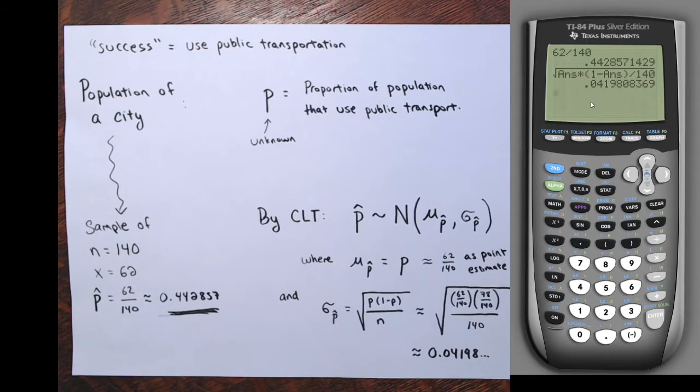Now I'm going to store this number on the calculator, because I know I'm going to be using it again later. I'm storing it as the letter X, so I'm hitting STO, then X, and then Enter. Now every time I use the letter X, it's that number. It's that standard deviation for the proportions.